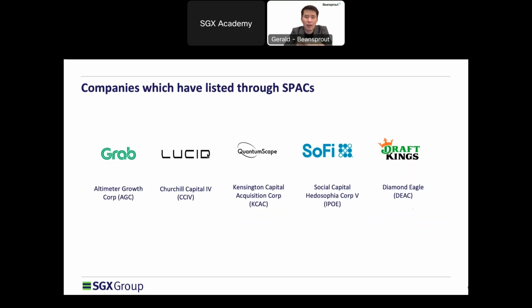Okay, so there are various companies that have been listed through SPACs. I think the name that all of us are very familiar with would be Grab. Just about 2 years ago, it was listed in the US through a combination with Altimeter Growth Corp. And effectively, it was the biggest SPAC listing at that point in time. So that is something that all of us would have some recollection of, a SPAC combination that actually took place.